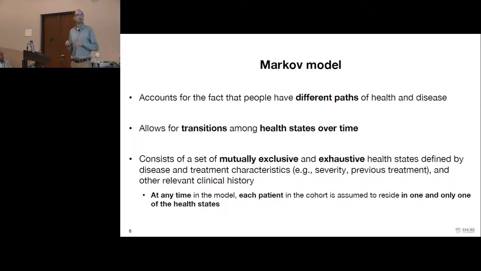At any time in the model, each patient in the cohort, remember in the vaccination example, we started with some population and ultimately distributed everyone to three different states: healthy, flu in the hospital, and flu not in the hospital. So that's something similar. At any time each patient is assumed to be in one and only one of these health states. Patients cannot be in two health states at the same time.